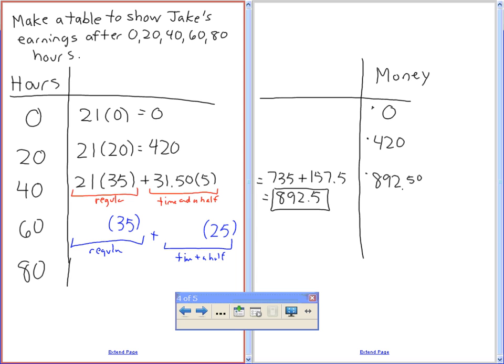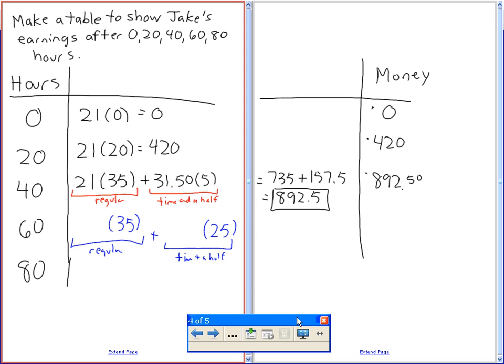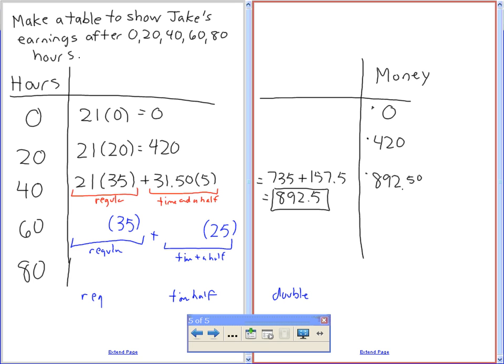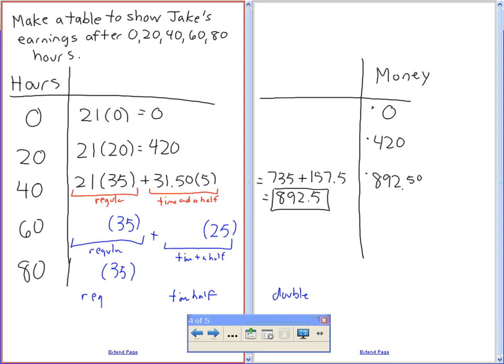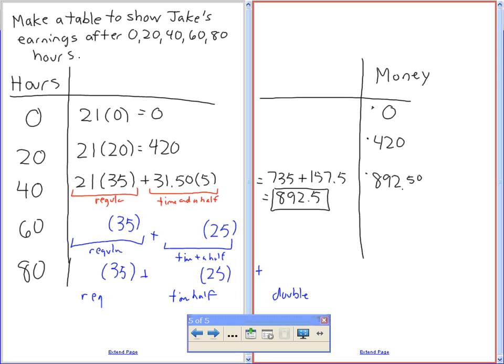All right, for the hours, for 80, it's just going to be the same thing then. So we're going to have regular, we're going to have time and a half, and then we're going to have double time. So the same thing's going to happen. We're going to have 35 hours at regular, 25 hours of time and a half. How many hours of double time then? How many hours of double time?